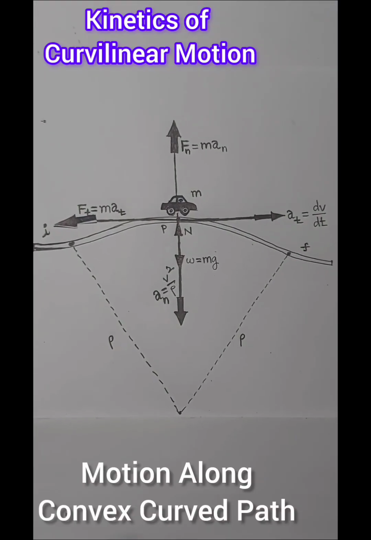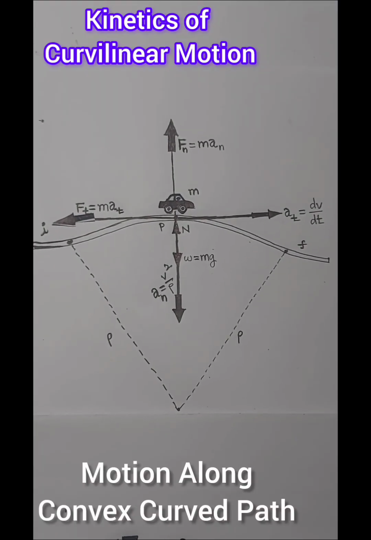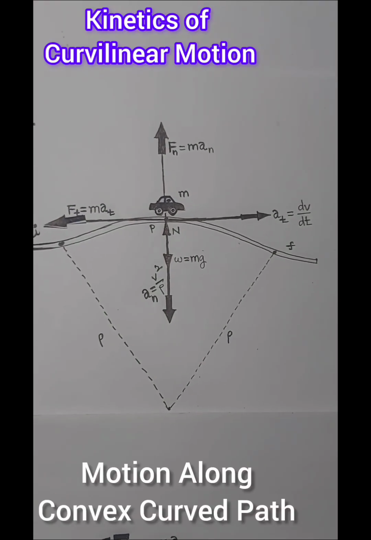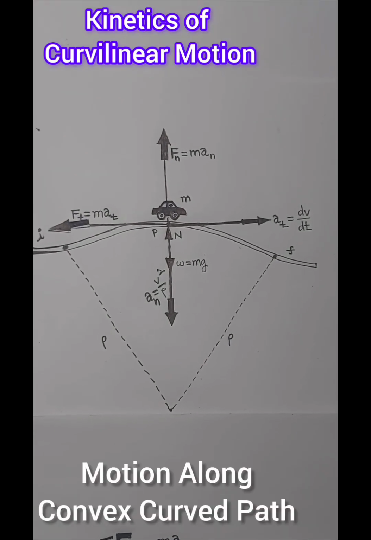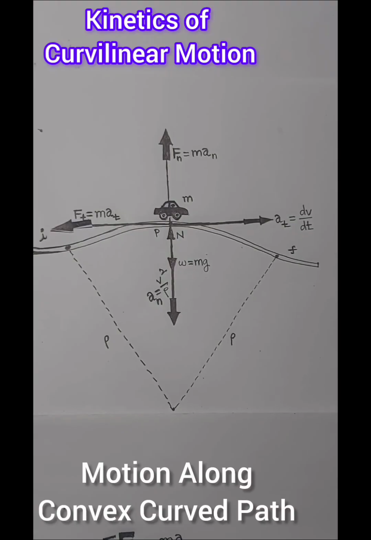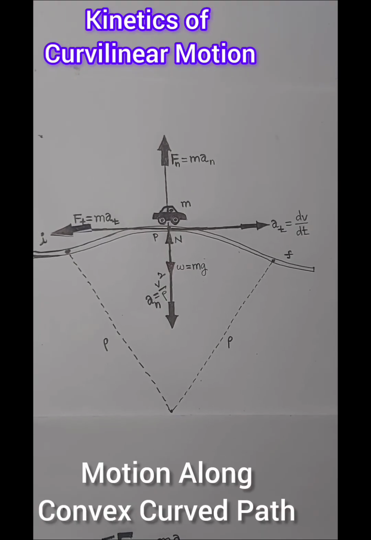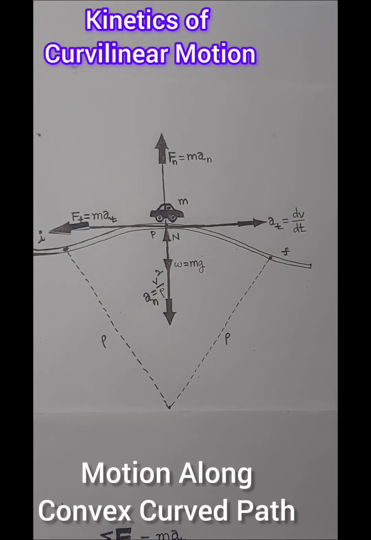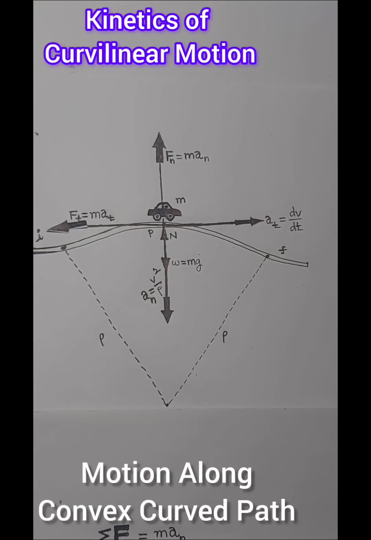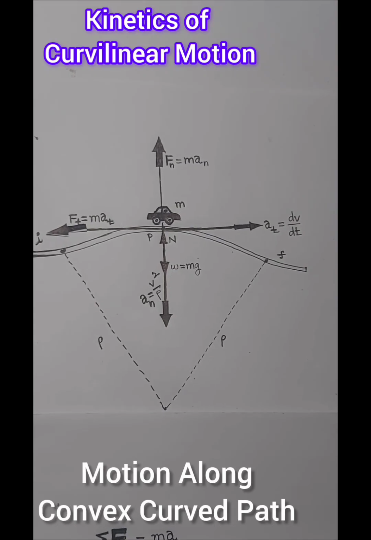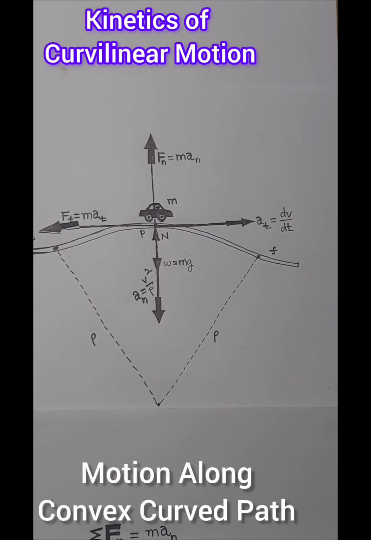In this case, the weight of the moving particle is directed towards the normal acceleration direction, so we can consider it as positive. And the normal reaction force which is acting at point P on the trajectory of curvilinear motion of the particle is directed opposite to the normal acceleration, so we can consider it as negative.